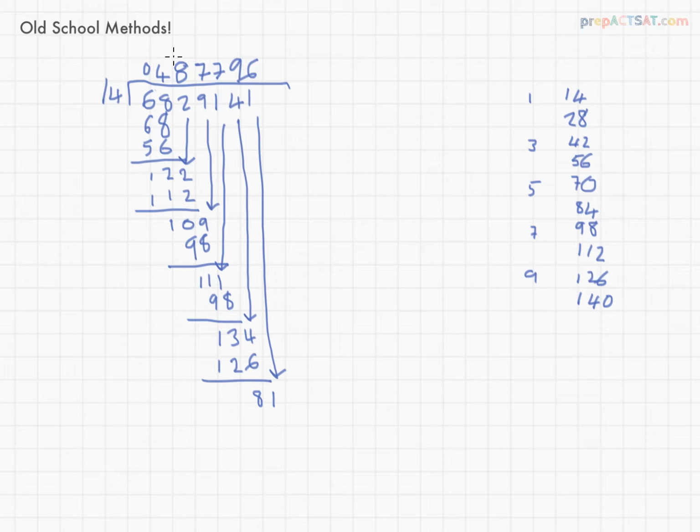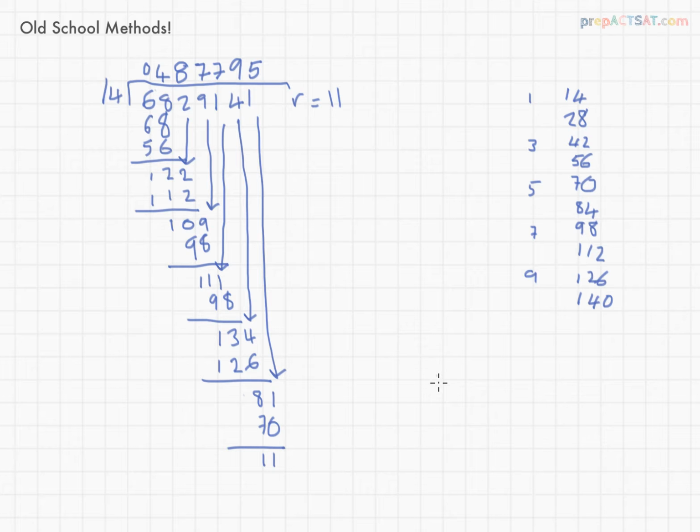Whoops, it's not a very good 6, hang on. 14s into 81 go 6 times. No, they don't. They go 5 times. Okay, that's better. Okay, so we need to do 70, and when we subtract there we get 11, so our remainder is 11, because we don't have any more numbers to bring down.